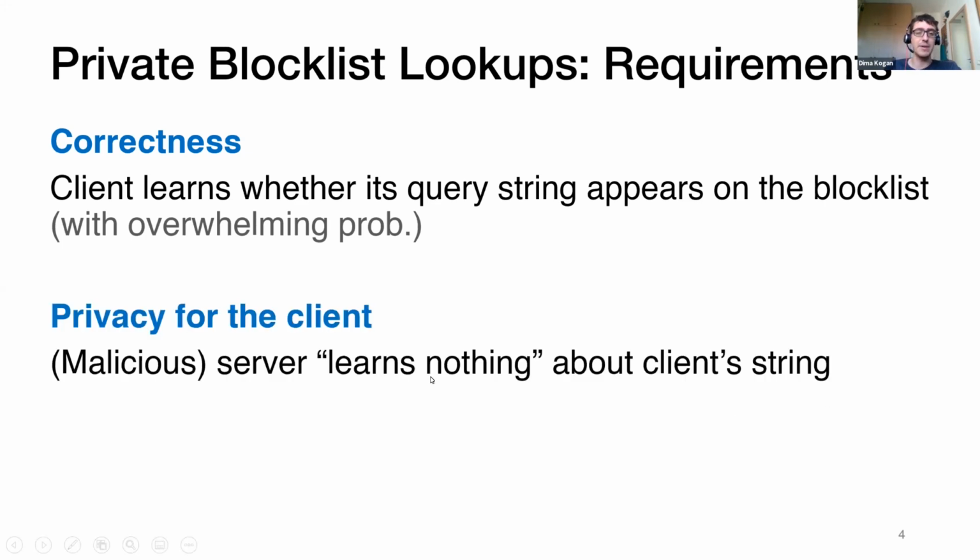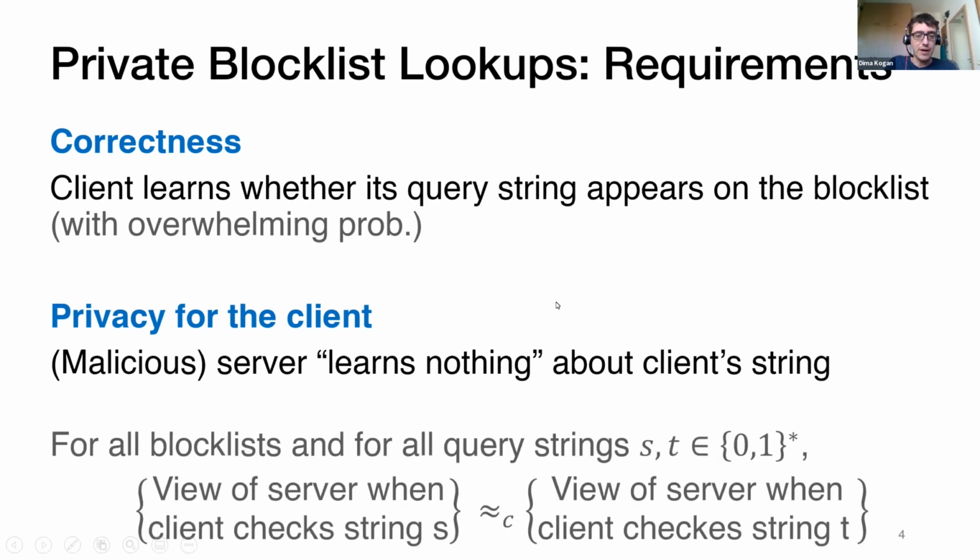The second requirement is privacy for the client, meaning that even if the server is malicious, the server should learn nothing about which string the client is querying. And we can model this a bit more formally, like we do in cryptography, by saying that for any block list and any pair of query strings S and T, the view of the server when the client is checking string S should be computationally indistinguishable from the view of the server when the client is checking string T.